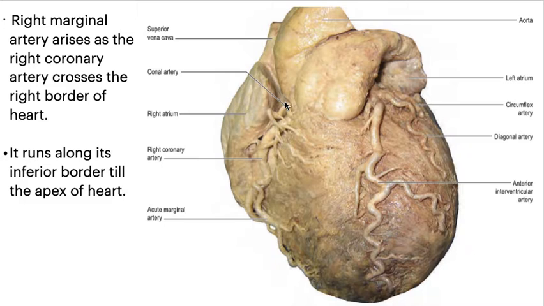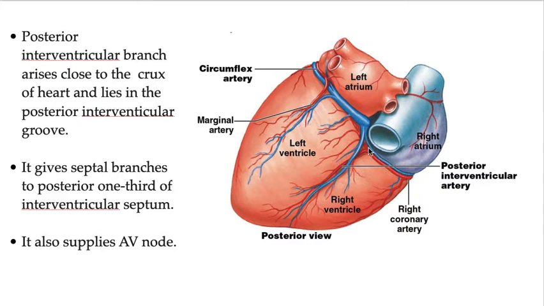The right marginal artery arises as the right coronary artery crosses the right border of the heart. You can see over here the right acute marginal artery. It runs along the inferior border till the apex of the heart. The posterior interventricular branch arises close to the crux of the heart and lies in the posterior interventricular groove. It gives out septal branches to the posterior one-third of the interventricular septum. Also supplies the atrioventricular node.